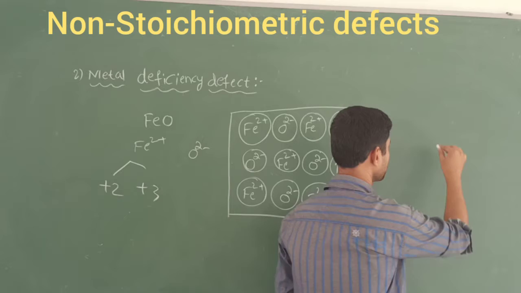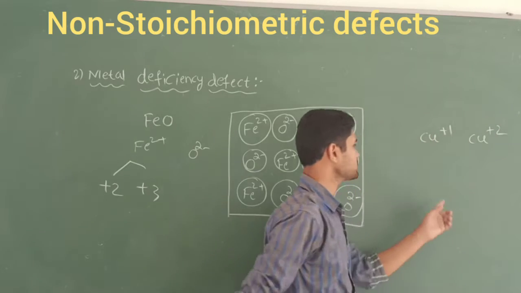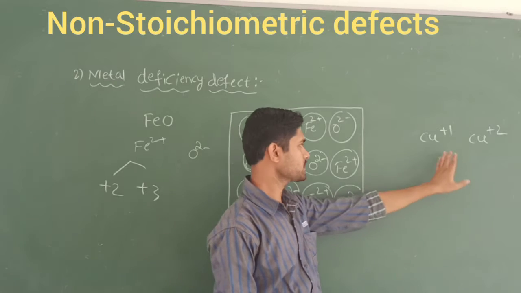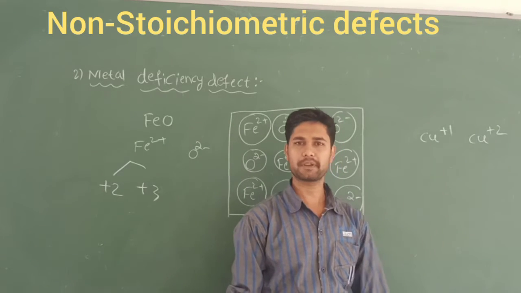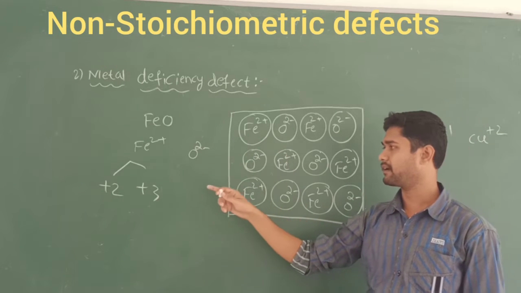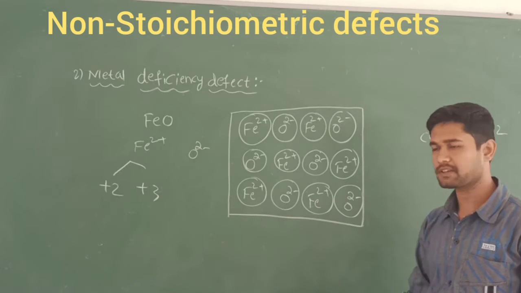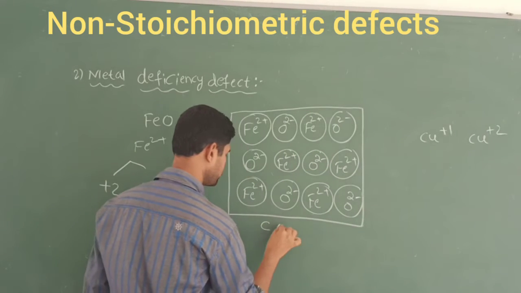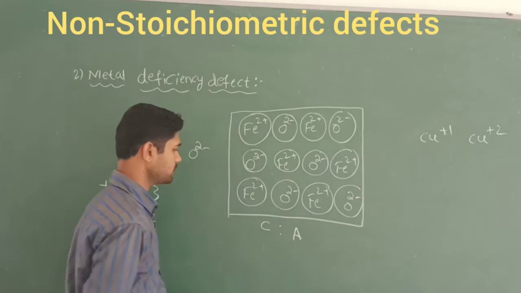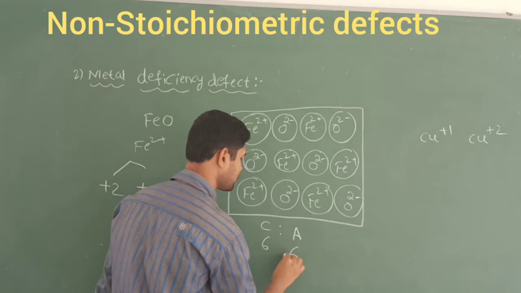Similarly, in copper also, right? Cu+ as well as Cu2+. Cu+ we call cuprous, and Cu2+ we call cupric. Similarly here also, Fe2+ is called ferrous and Fe3+ is called ferric. Now you can take the ratio of cations and anions. When you look at this, there are a total of 6 cations and 6 anions.